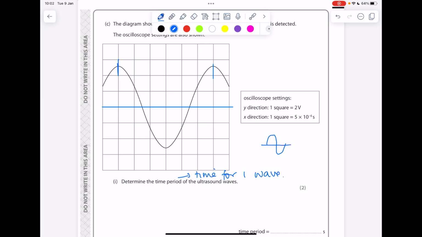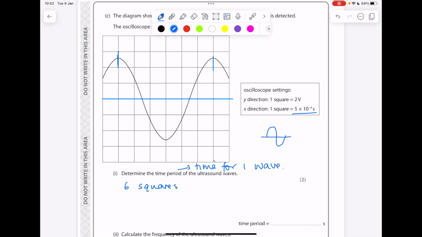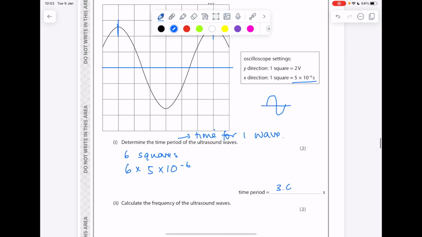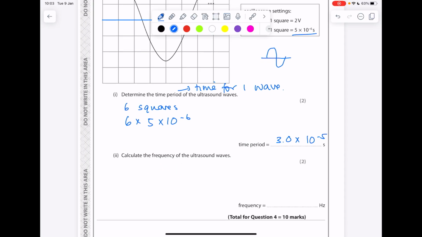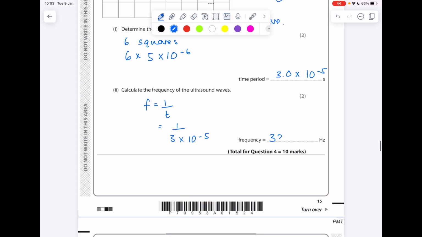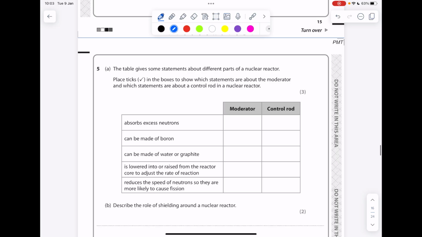So now let's count the squares. It's 1, 2, 3, 4, 5, 6. So 6 squares along the time base, which is the x direction. So 6 times 5 times 10 to the minus 6, which is 3 times 10 to the minus 5. Calculate the frequency of the ultrasound waves. So frequency equals 1 over time period. So use that number from above. 33,333 hertz.